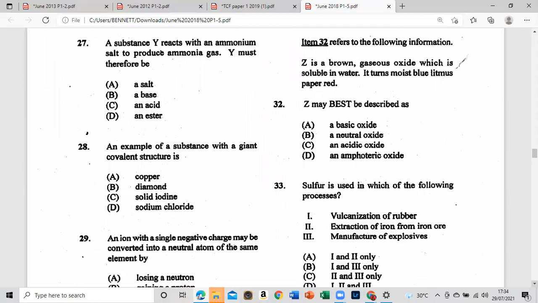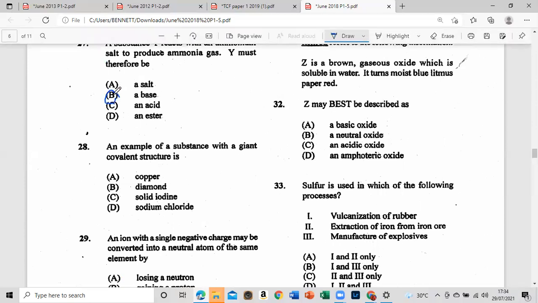So 27, a substance Y reacts with an ammonium salt to produce ammonia gas. Y must therefore be, is it a salt, a base, an acid, or an ester? And it must therefore be a base.